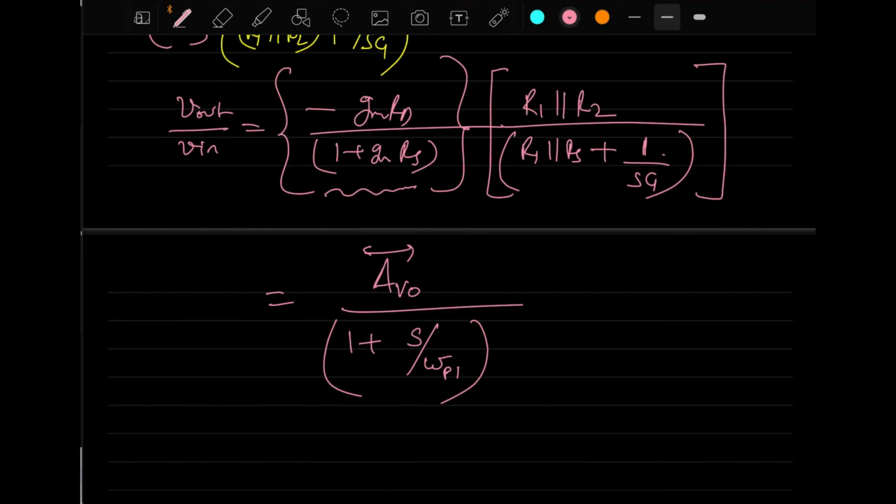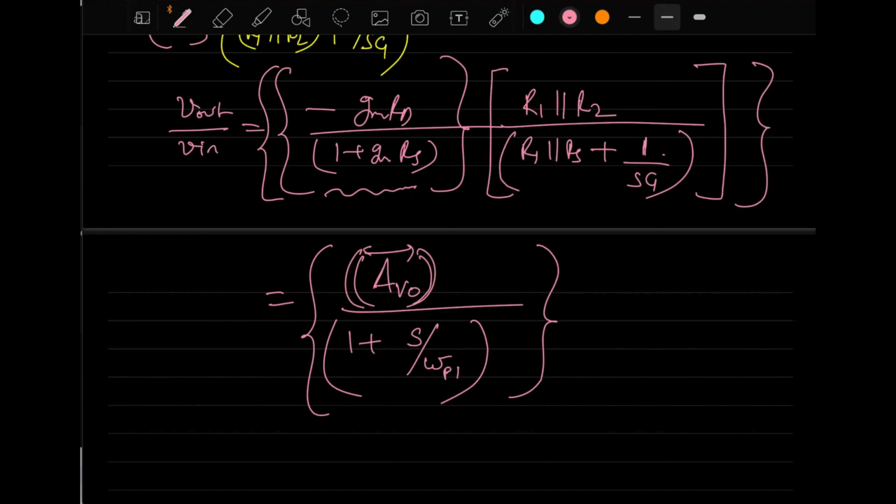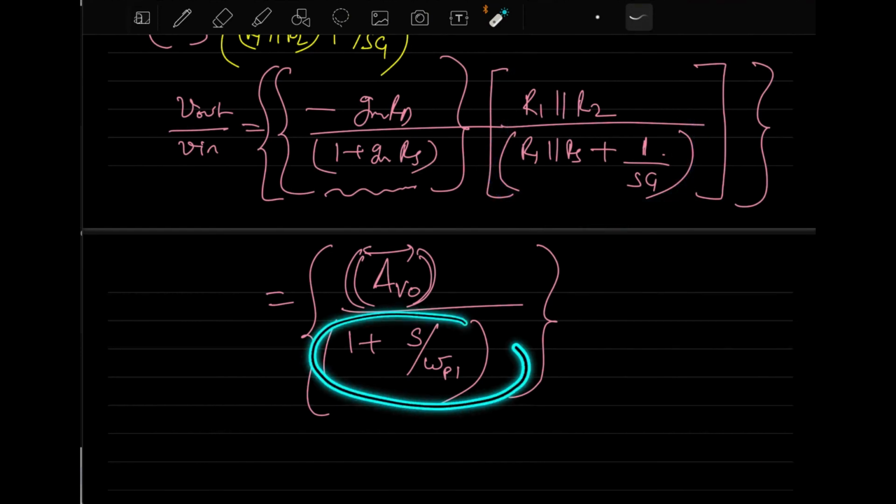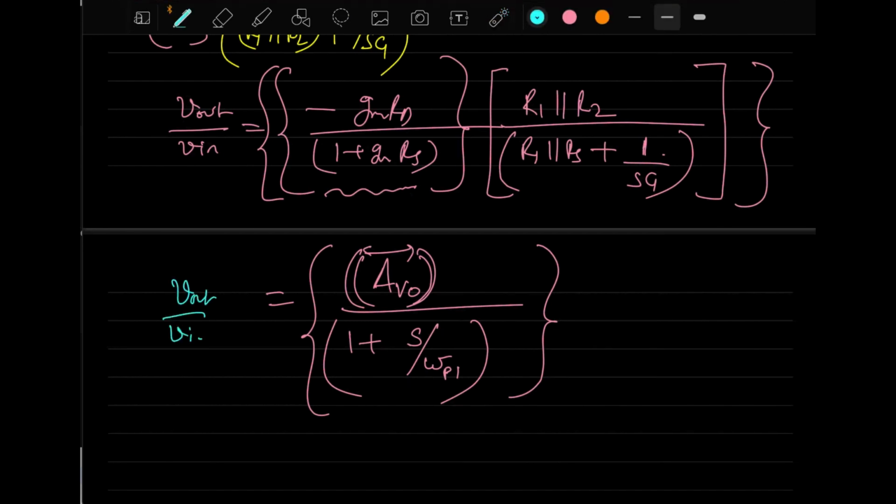So you can represent this particular thing in this format also, where Av0 is this. This is your Av0, and it's very easy to write in this format. You can manipulate this particular term to become like this. So this is basically the voltage gain V out by V in as a function of S. So this is important.